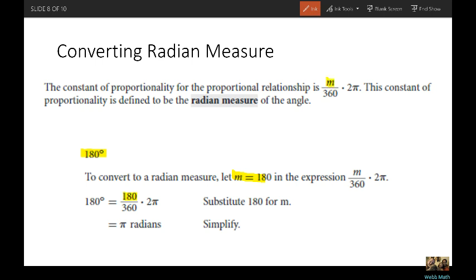Once we do that, 180 divided by 360 is just 1/2. 1/2 times 2 is just 1, and all you're left with is 1 pi radians. So basically you're just using this conversion ratio to find your radian measure.